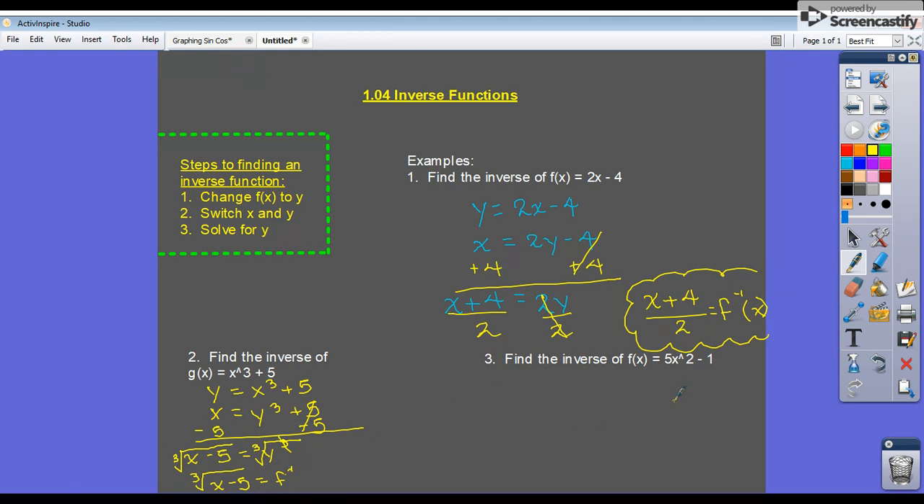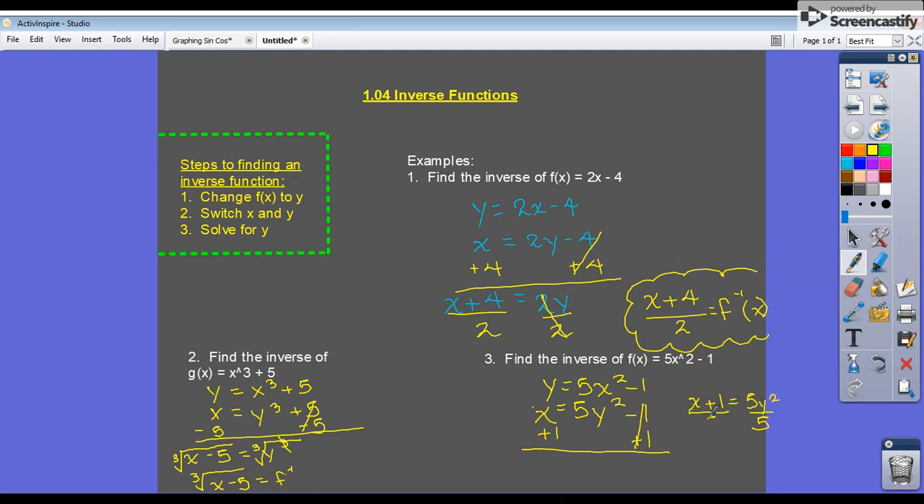Okay, so last problem. Again, changing f of x into y, 5x squared minus 1. So again, the goal: get rid of adding and subtracting. Oops, sorry about that. Switch my x and y first. So if I switch the x and y first, I get x equals 5y squared minus 1. I'm going to add the 1 to both sides to start my process of isolating y, and I'll get x plus 1 equals 5y squared.